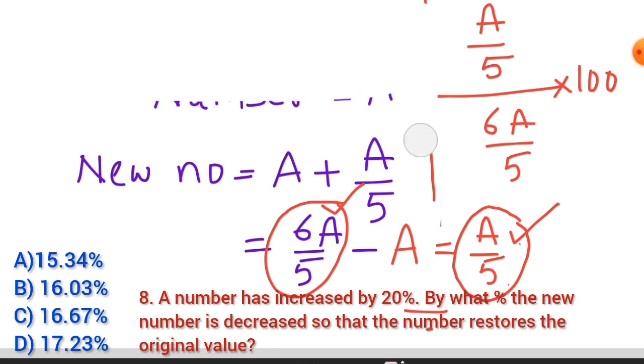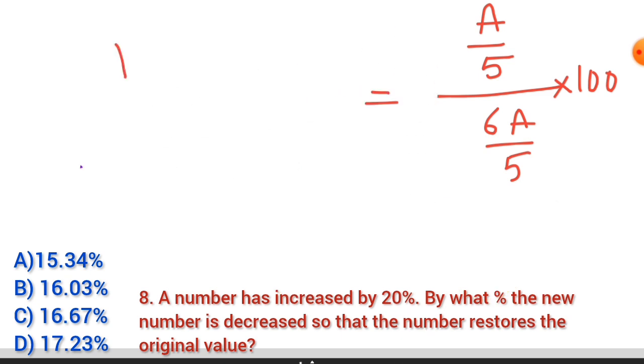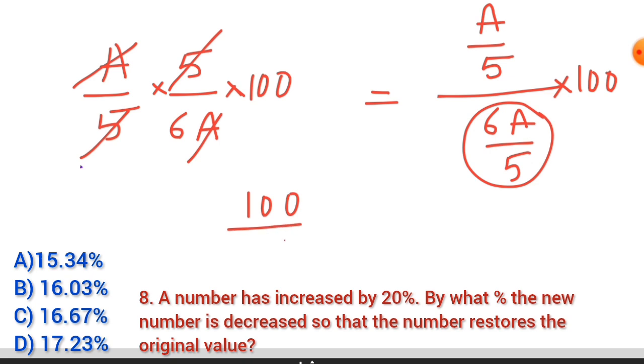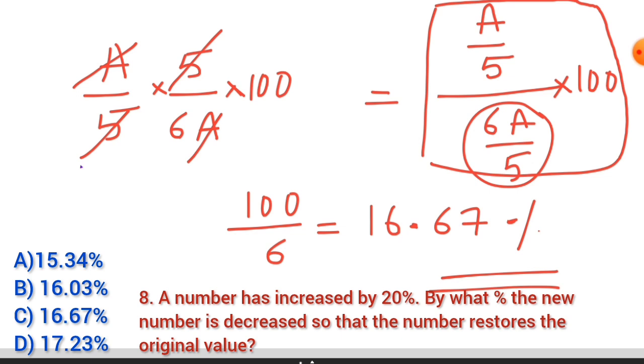Now you have to do this calculation. A over 5 divided by 6A over 5, we can write this as A over 5 times 5 over 6A times 100. This 5 and this 5 get cancelled. This A and this A get cancelled. So then you are left with only 100 over 6, which is nothing but 16.67%. Let's go for the next question.